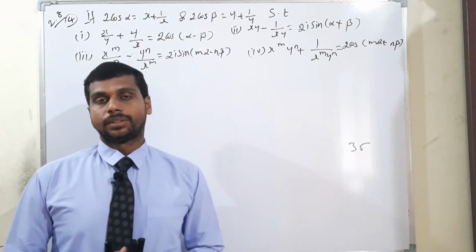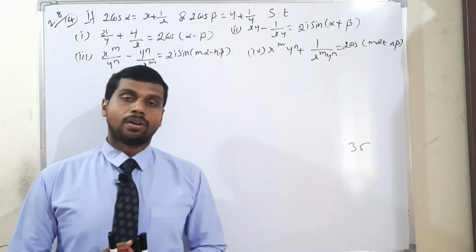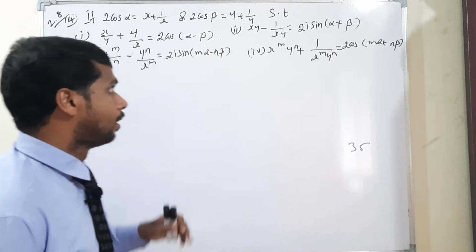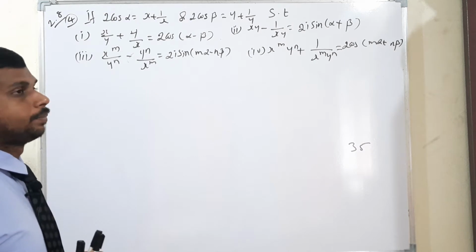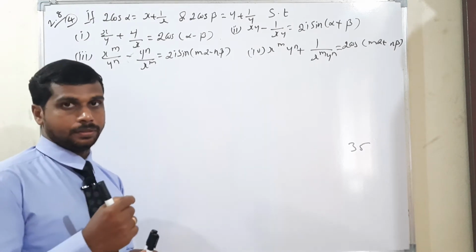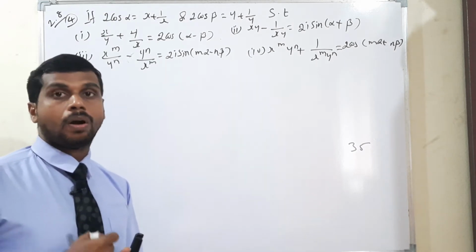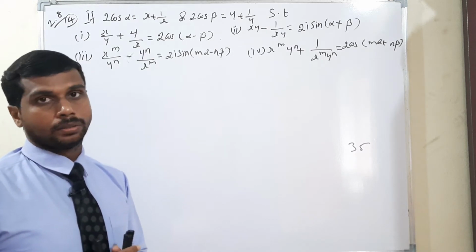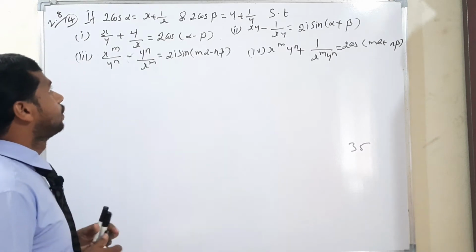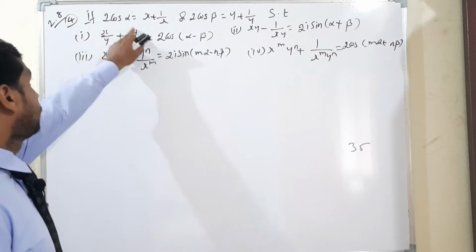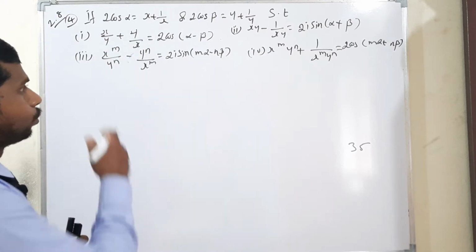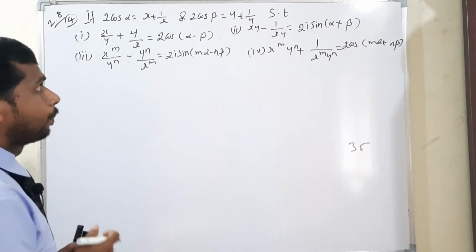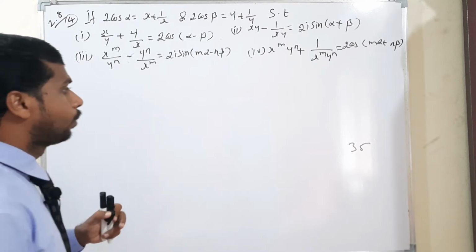In this conversation, we are going through the continuation of exercise 2.8. One of the important questions is given for subdivision. Sometimes they will ask it for 5 marks or 3 marks or 2 marks also. So listen. The main condition: if 2 cos alpha is equal to x plus 1 by x and 2 cos beta is equal to y plus 1 by y, we have to show that one by one.